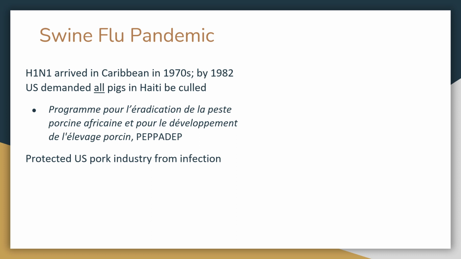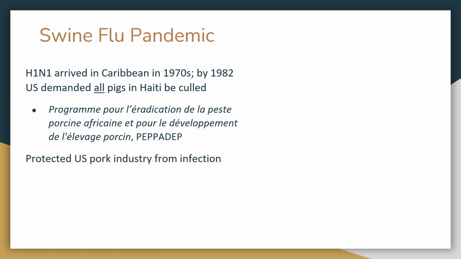This strain of influenza that affected pigs, like hogs that would be slaughtered for pork, arrived to the Caribbean in the 1970s. And this made the U.S. pig market on guard. Turns out that Haiti exported most of its pork to the United States, so the U.S. was the main trade partner of Haiti for pork.